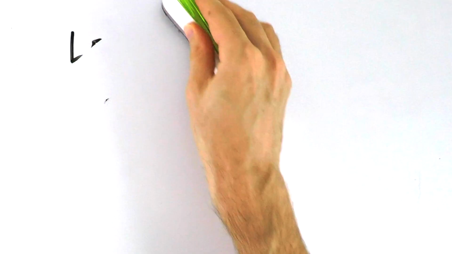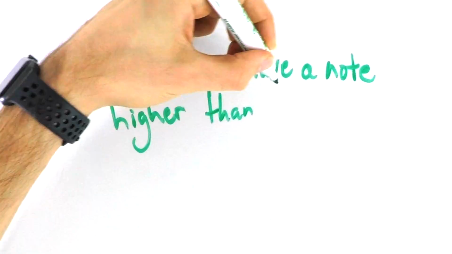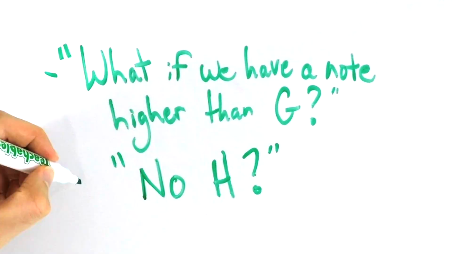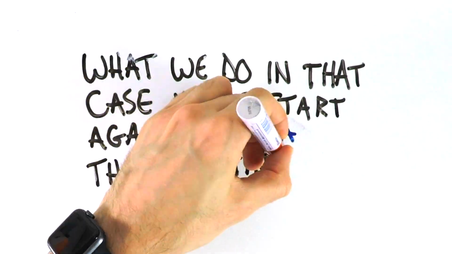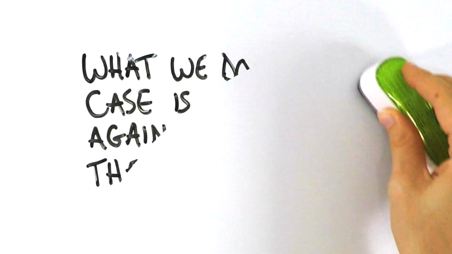Now you might be saying, what if we have a note that's higher than G? Are you sure there's no H? Yes, I'm sure. There's no H. What we actually do in that case is we start again at A and continue up the same way. And I'm going to be explaining that a little bit more in detail in a moment.